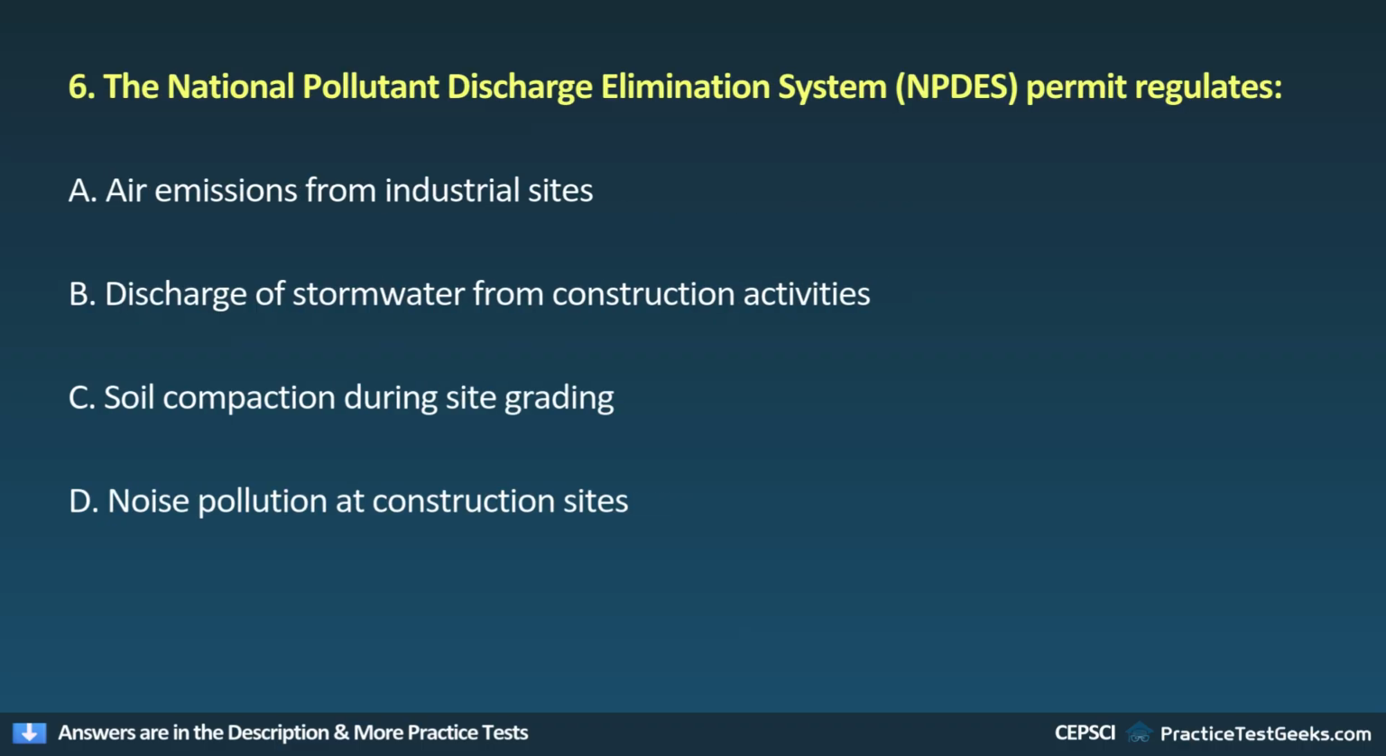6. The National Pollutant Discharge Elimination System, NPDES, permit regulates A. Air emissions from industrial sites. B. Discharge of stormwater from construction activities. C. Soil compaction during site grading. D. Noise pollution at construction sites.